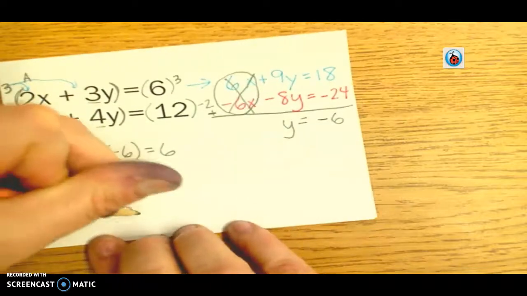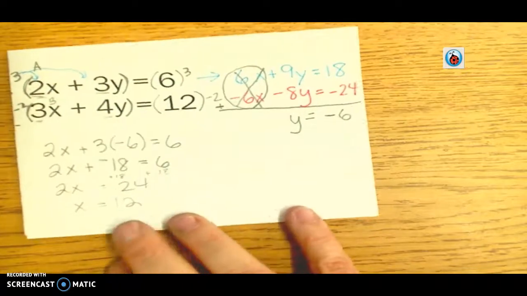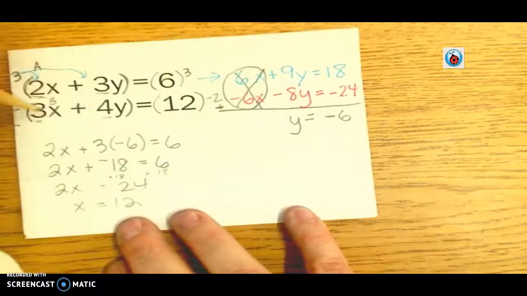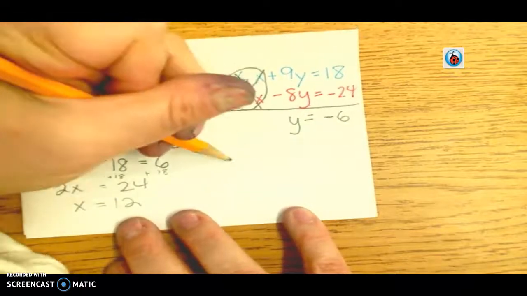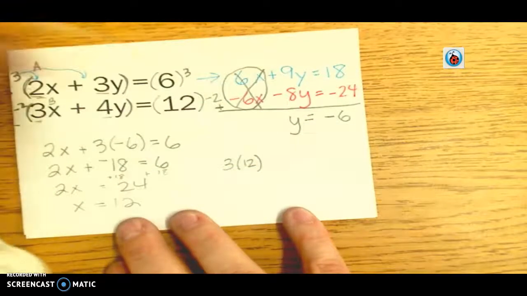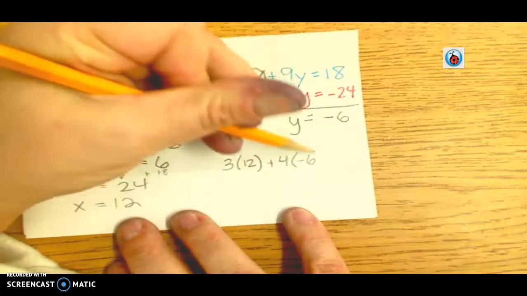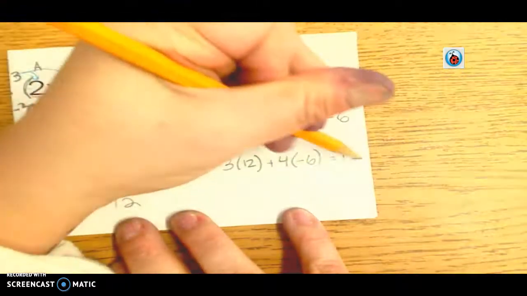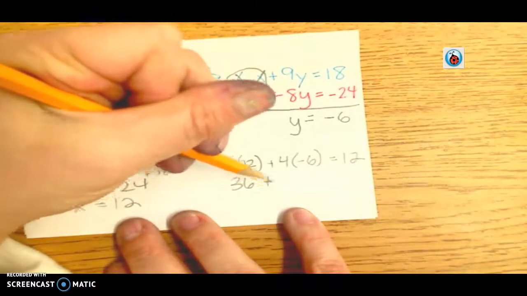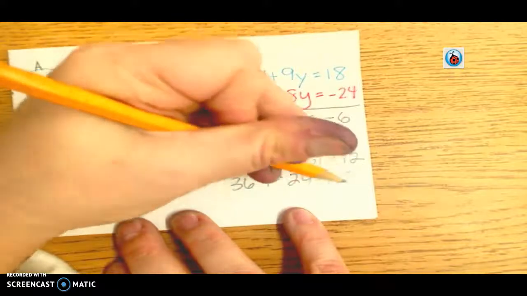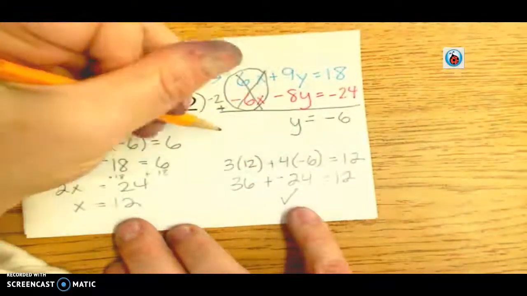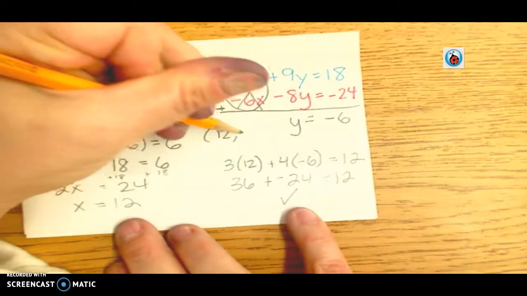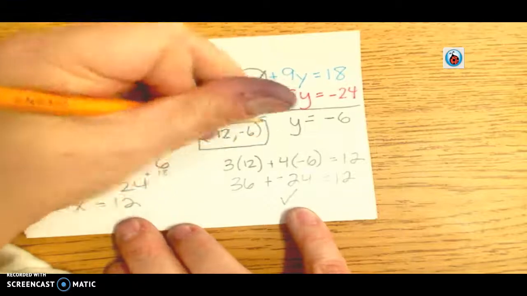X equals 12. And I just want to make sure that I'm right. So I'm going to choose equation B just to check. 3 times 12 plus 4 times negative 6. I'm supposed to get out a positive 12. 36 plus a negative 24 gives me 12? Yes, it does. So my final answer: (12, -6).